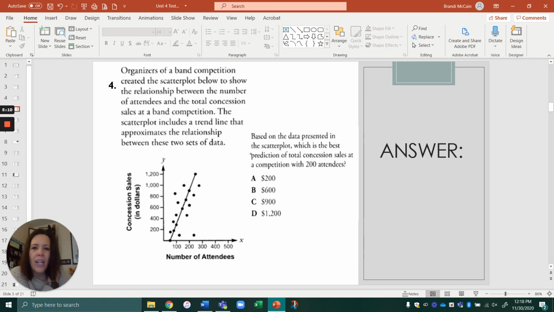Here, based on the data, which is the best prediction for the total number of concession sales with 200 attendees? So attendees is down here, sales is here. So 200 attendees, so we're looking at this line here. And we have 200, 600, 900, or 1200. And obviously on this one, the one that falls on our line is the 900. Okay, so when there's a line, you're just looking for the one that falls on the line. When there's not a line, we'll get to those in a second, you make your own line.